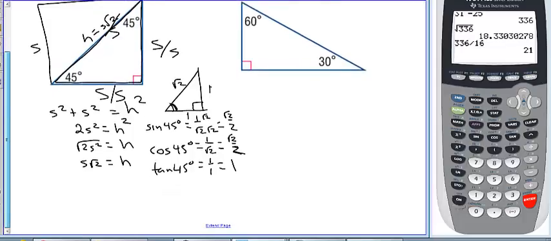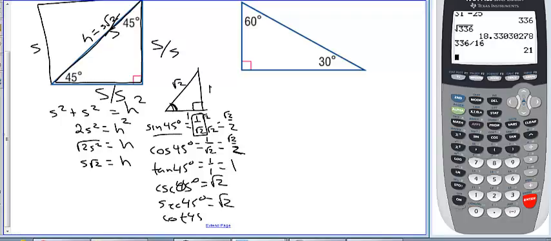Now we know the others. Cosecant of 45 degrees is the reciprocal of sine, which, I'll pick this one right here, is just square root of 2 over 1. So secant of 45 degrees is also square root of 2, and cotangent of 45 degrees is equal to the reciprocal of 1, which is just 1.